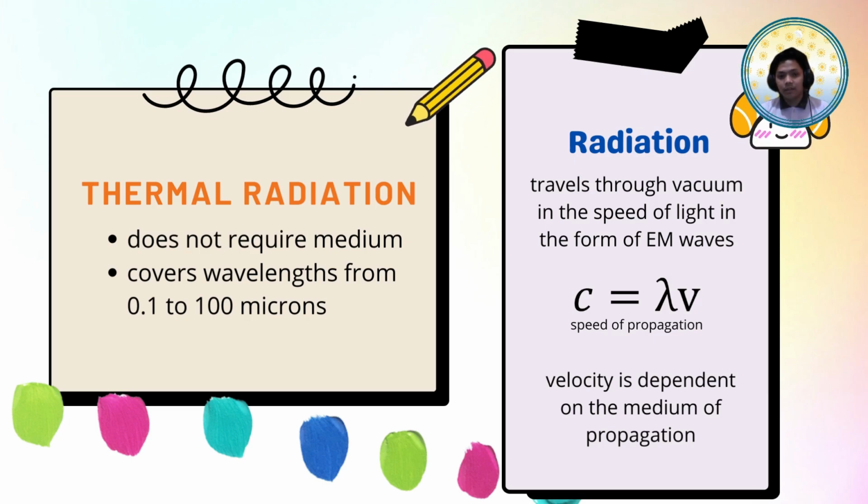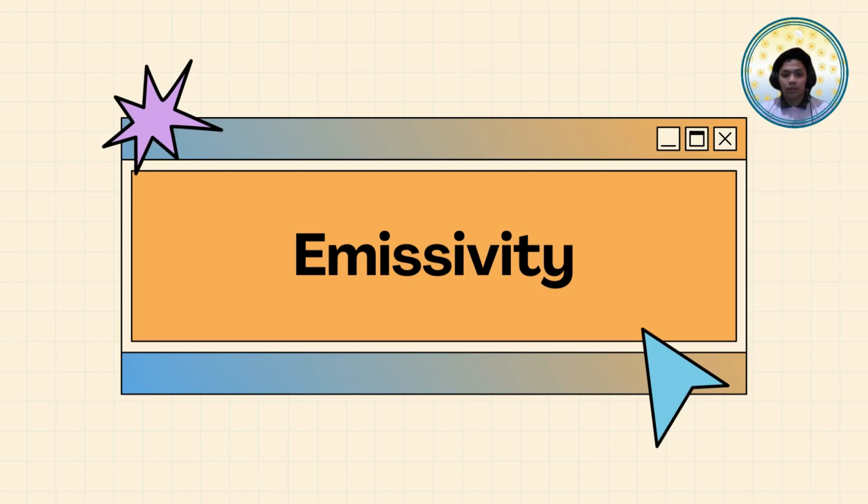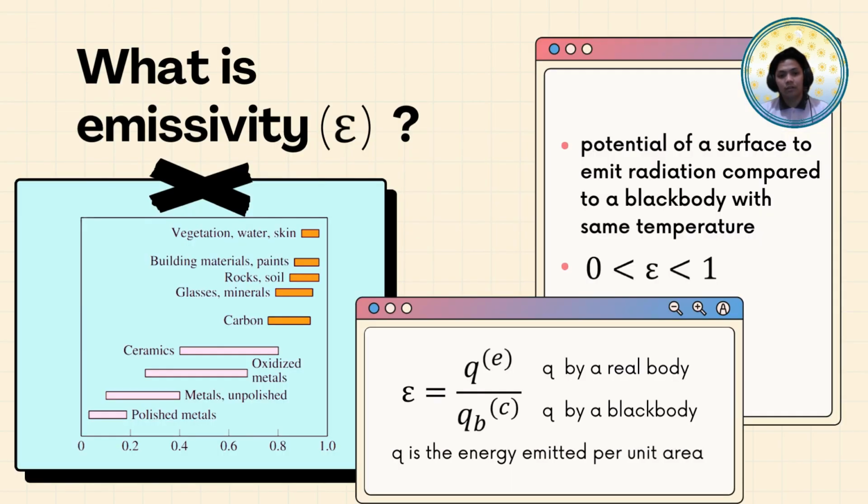Now that we all know that, let's move on to emissivity. Radiation emitted by a surface is determined by introducing emissivity, because it is the potential of a surface to emit energy in the form of radiation in comparison to blackbody radiation at the same given temperature. Emissivity ranges from 0 to 1.